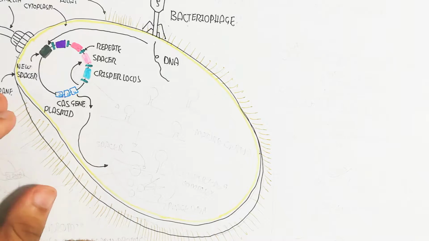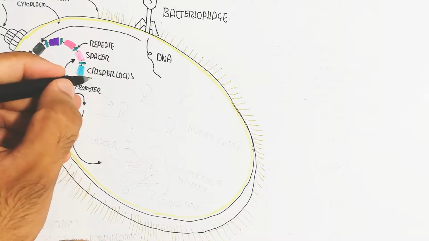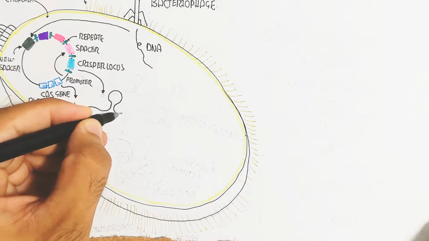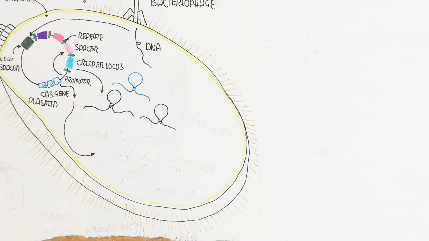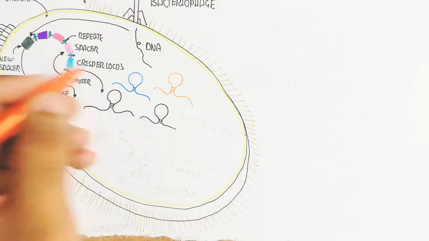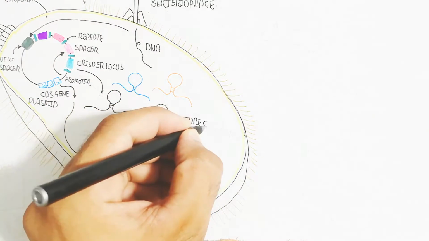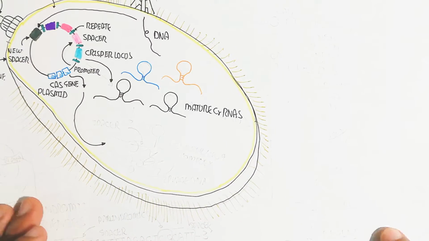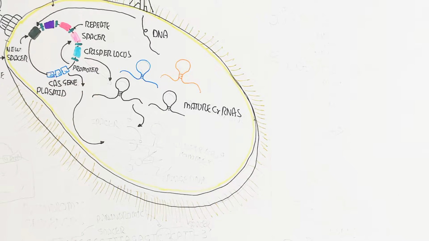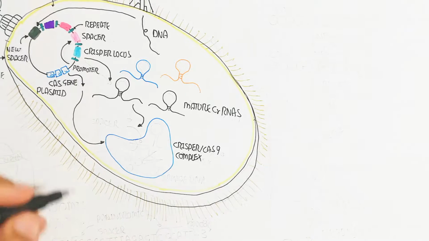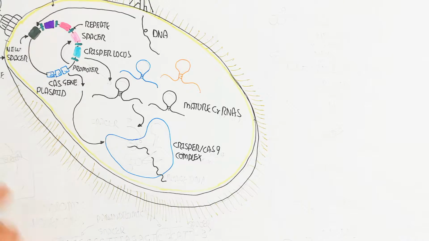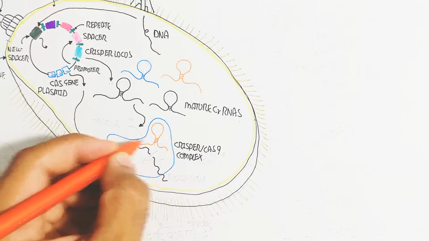After this new spacer forms, it will be transcribed to produce RNA. So here is the Cas gene. This Cas gene will be activated to produce the CRISPR-Cas9 complex. Another promoter leads the CRISPR locus to transcribe the spacers to produce different types of mature CRISPR RNAs. This is the specific CRISPR guide RNA, which will bind with the CRISPR-Cas9 complex.